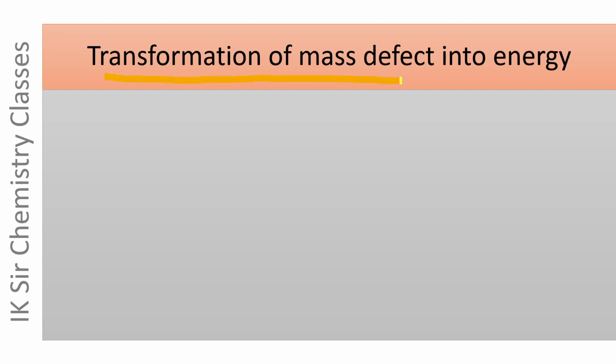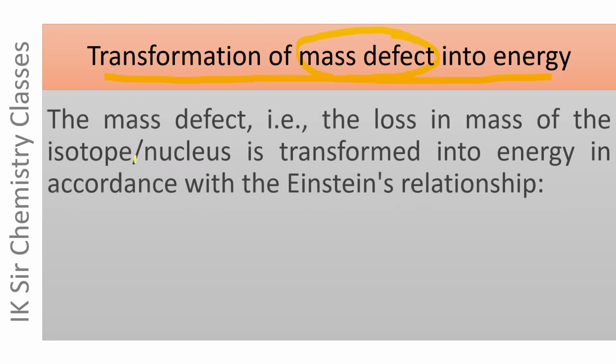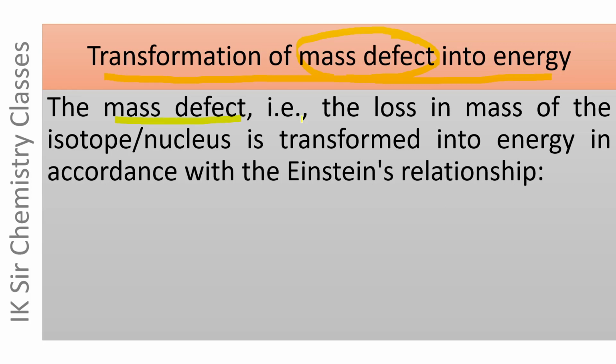Transformation of mass defect into energy. The mass defect, that is the decrease or loss in the mass of a nucleus or isotope, is transformed into energy in accordance with Einstein's relationship E is equal to mc square.